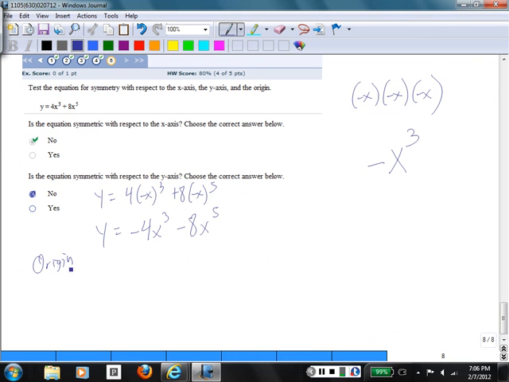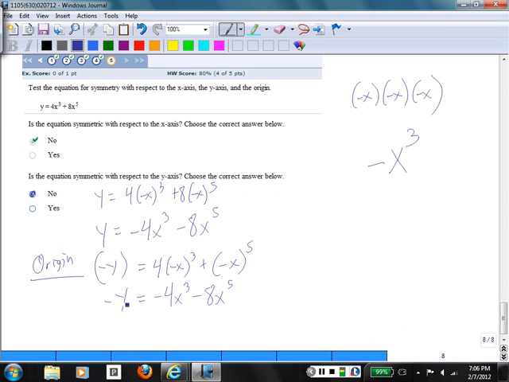Origin symmetry: substitute negative y for y and negative x for x at the same time. Now we know how to simplify the right-hand side. When we simplify the right-hand side, we just did that. We got negative 4x cubed minus 8x to the 5th. And then we're going to have a negative y.